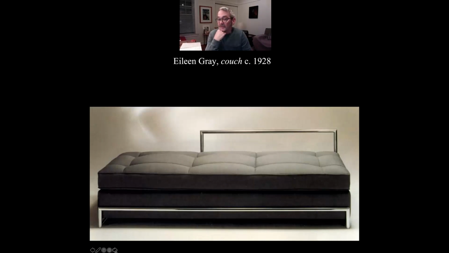Does this look like it was designed in the 1920s to you? This has never looked like it belongs in the 1920s. This looks like it's 50s at the earliest.